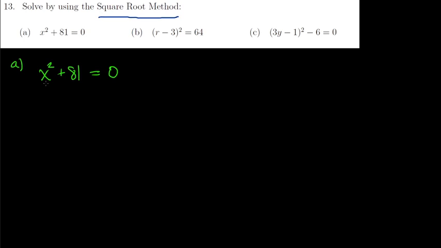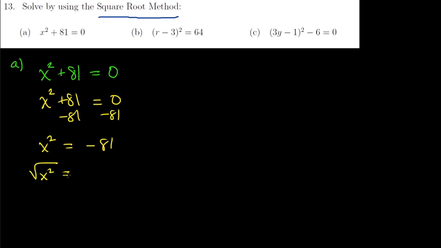And in part A, we have x squared plus 81 equals 0. Now, before we can take the square root, we have to isolate, right, the x squared. So first thing I would do is subtract 81 from both sides. So you get x squared equals negative 81. Now we can take the square root of both sides.